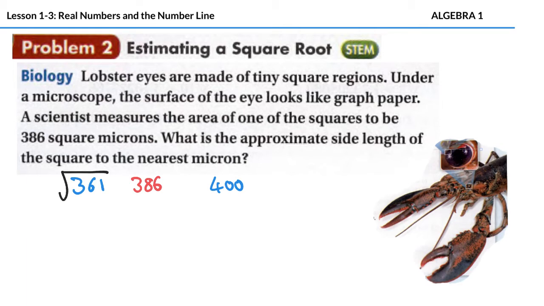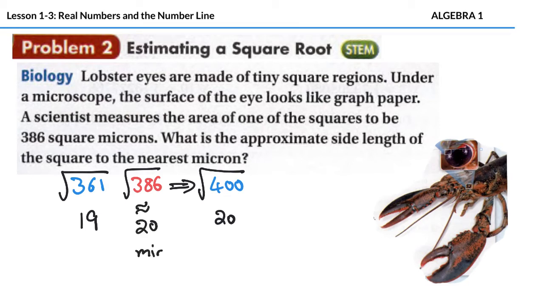The square root of 361 is 19 because 19 squared is 361. And what is the square root of 400? It is 20 because 20 squared is 400. And the square root of 386 then lies between 19 and 20. And since 386 is closer to 400, the square root of 386 will be approximately 20-something.